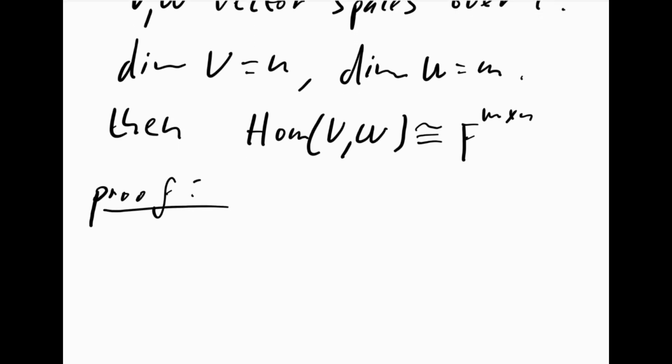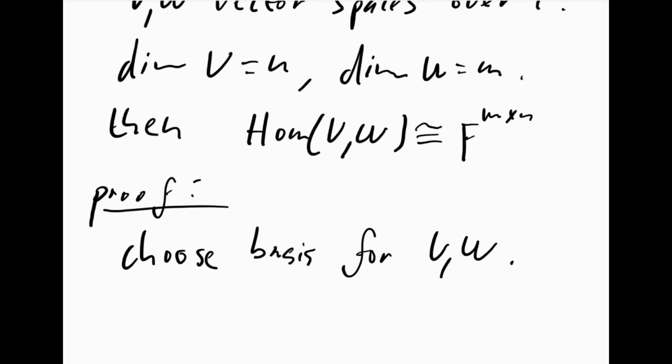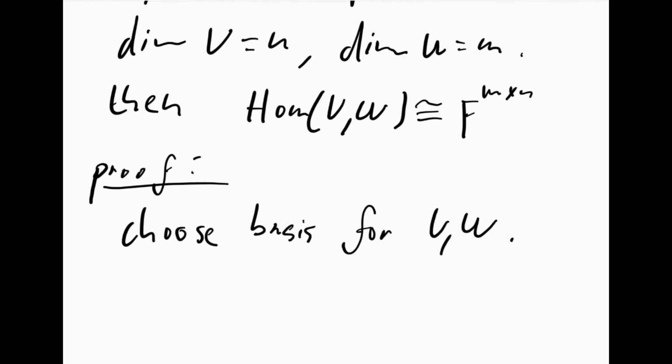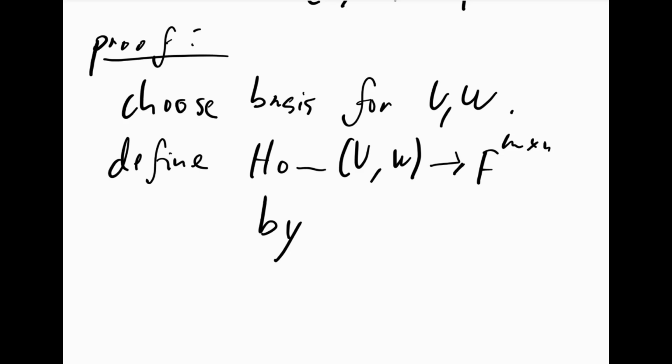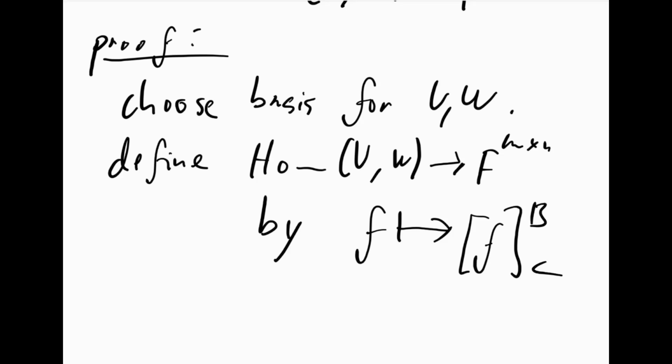And the proof of this is we choose a basis for V and W, and define this map from the set of all linear maps between V and W to matrices m by n over the field F by the relationship that f is sent to the element which is the matrix of the map with respect to the bases B and C.